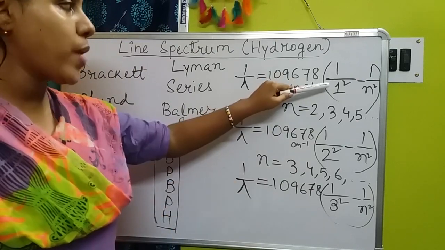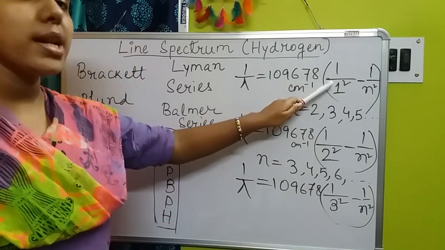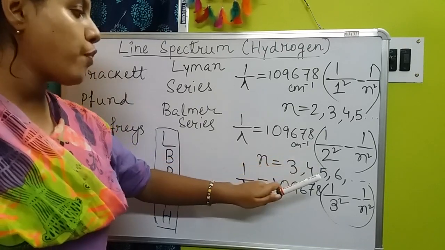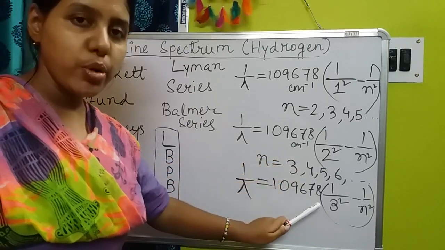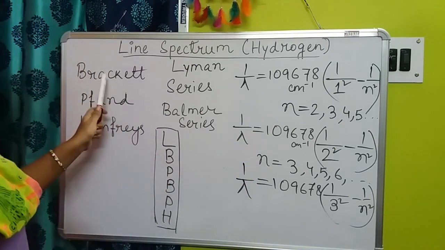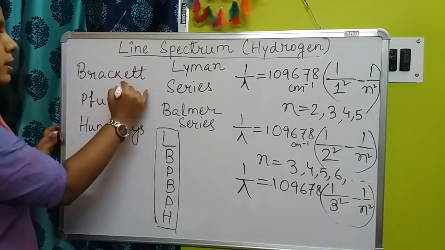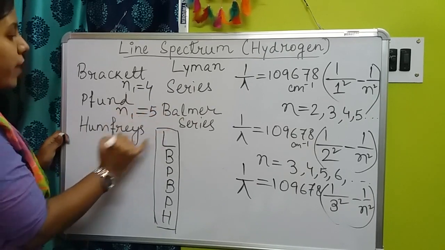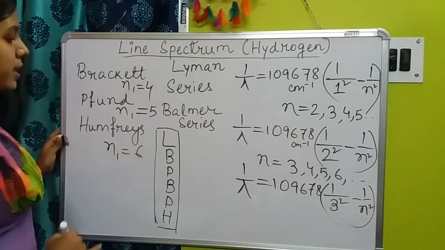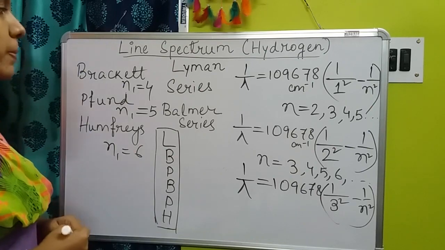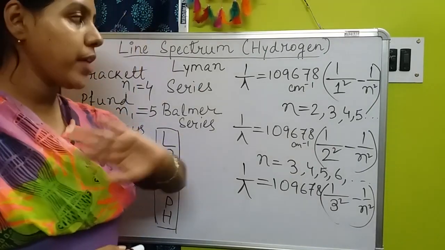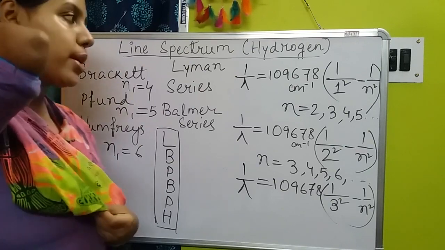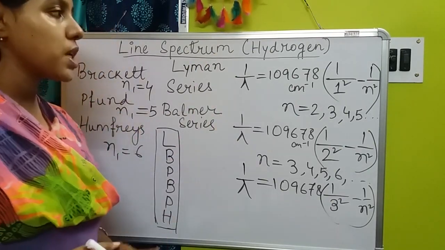For the first one N1 is equal to 1, for the second one N1 is equal to 2, for the third one N1 is equal to 3, for the fourth one N1 will be 4, for the fifth one N1 is 5, and for the sixth one N1 is 6, and N2 will be greater than this one. So in this way we can calculate all the wavelengths for the respective series.